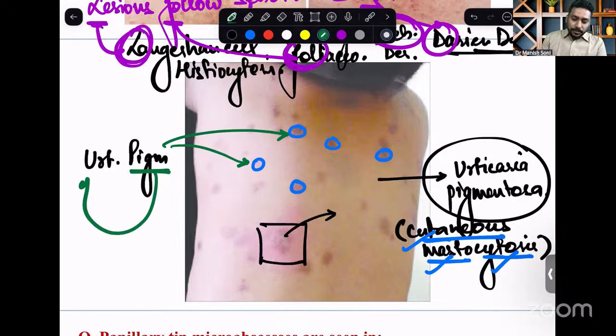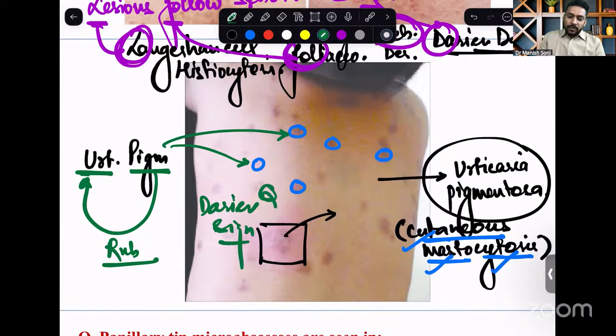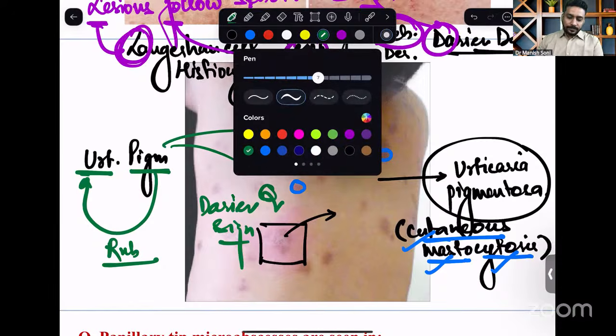And if you rub these pigmented lesions, what happens? They become red, edematous, wheals develop like wheals seen in urticaria. This is known as what? This is known as Darier sign. Okay, so if you forget Darier sign in the examination, you can very easily recall Darier sign is seen in urticaria pigmentosa. Just reverse it. What is urticaria pigmentosa? That is pigmented lesions when rubbed produce urticaria like red wheals. This is Darier sign. Clear?